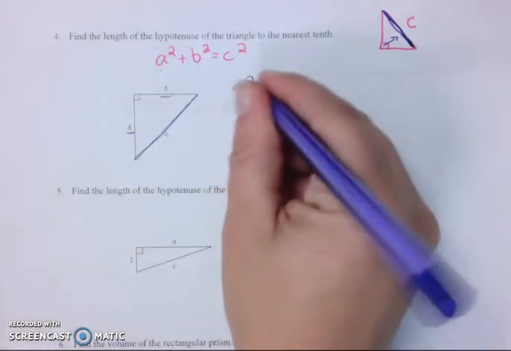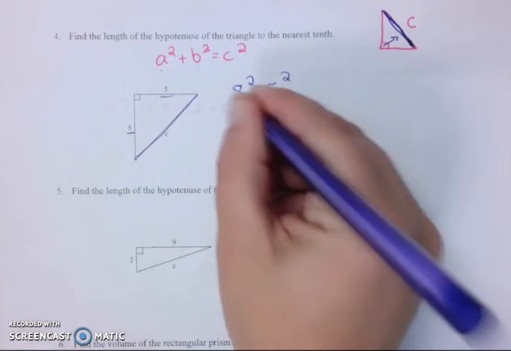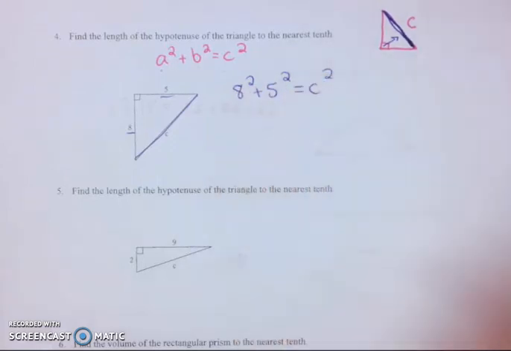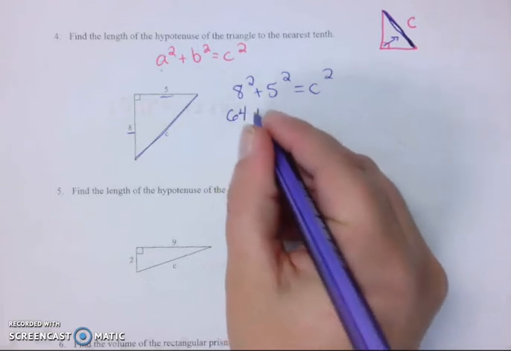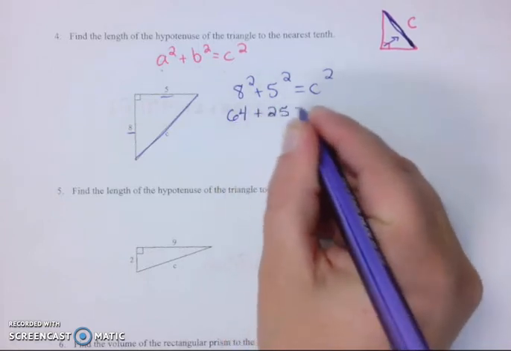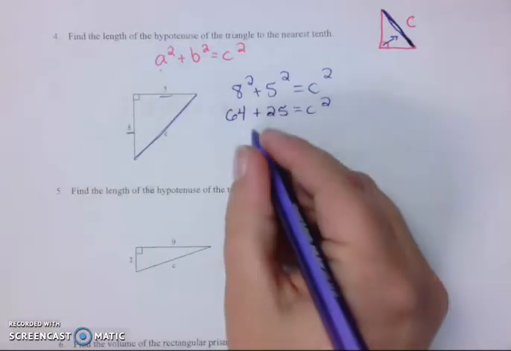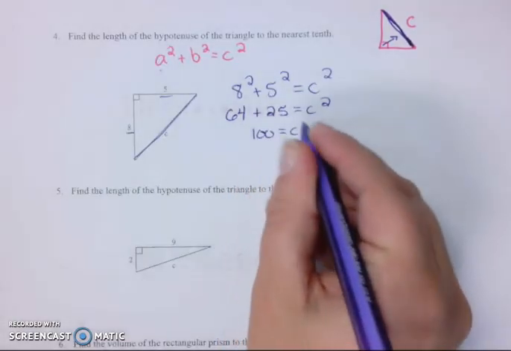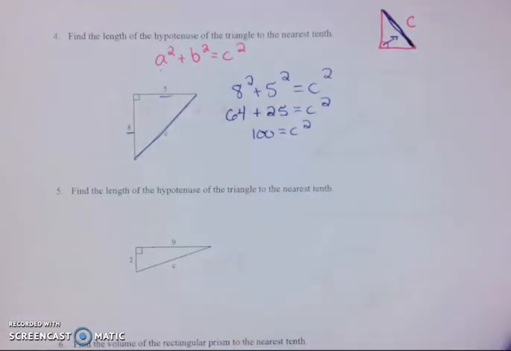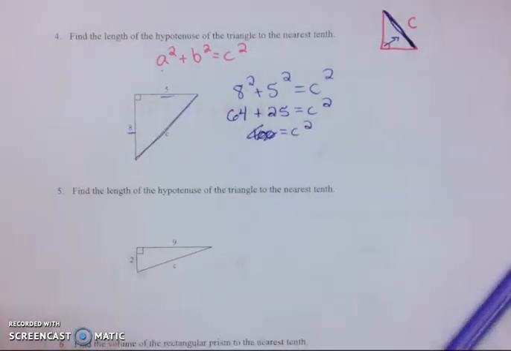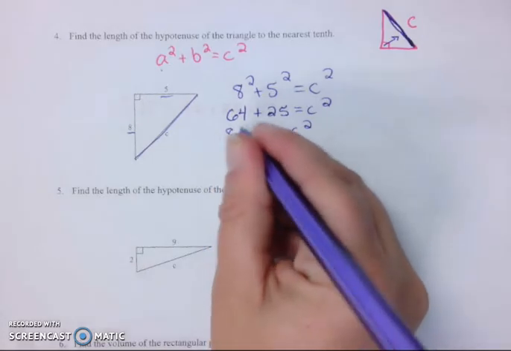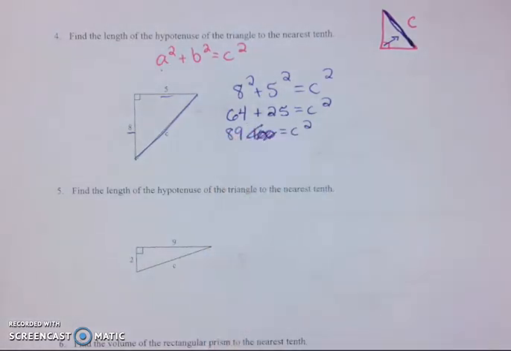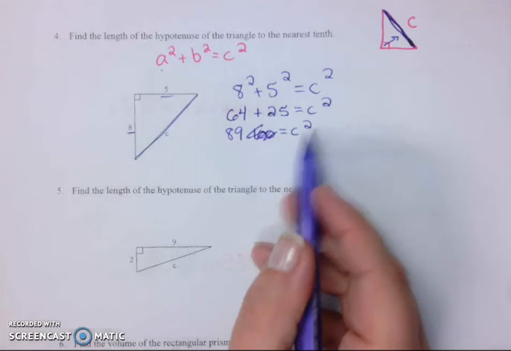But you get 8 squared plus 5 squared, a and b, equals c squared. So I square both of these. 8 times 8 is 64. 5 times 5 is 25. And then I add those together. Now sorry, that's not 100. I was doing that math in my head a little too fast. That's 89. Okay, so 89 is what c squared equals, not c.